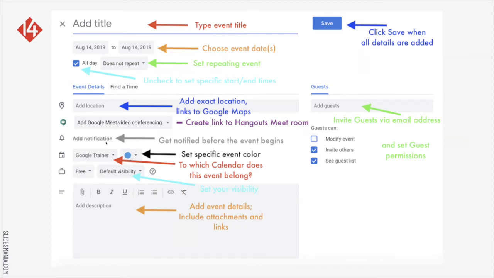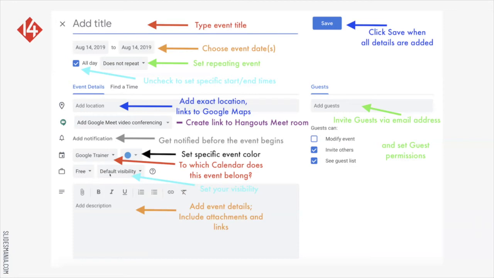Notifications, if you want to send reminders to people or if you want to get a reminder about an event. And then here's a really important space. It's which calendar does this event belong to? So if you are sharing with a public calendar that parents have access to, make sure you pick that specific calendar. It will default to your calendar, your account. So make sure you pick the right calendar.